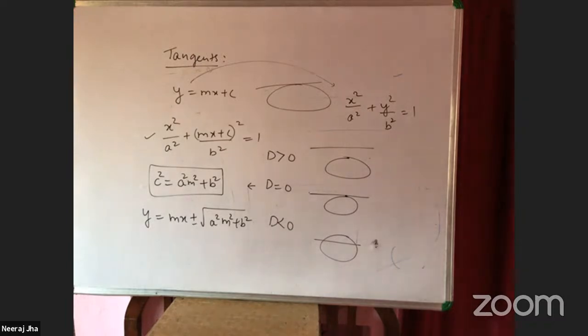Any problem? I don't think you will be having any problem in this. So this is the equation of tangent to the ellipse of slope m. If the slope of the tangent is m, then you will be getting the equation like this. What about if the line is tangent at any particular point x1 comma y1 on this ellipse?